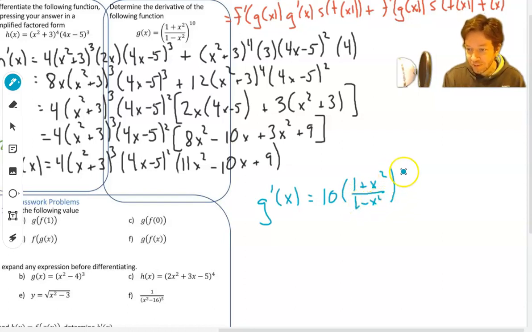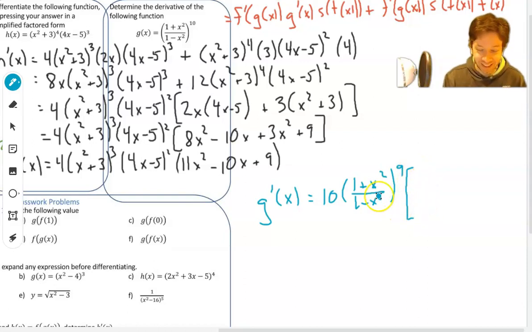Subtract 1 from the exponent, so 10 minus 1 is 9. And then, I might run out of space here, multiply by the derivative of this function in the bracket there. Well, that derivative is a quotient rule. So let's write what that's going to be.